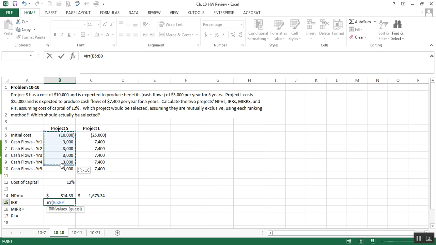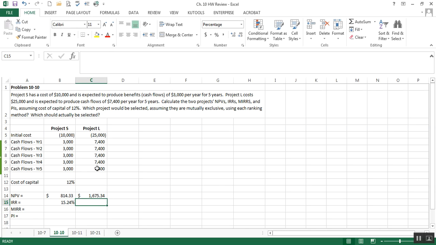Now let's look at the IRR. We're going to look at all of the cash flows here for 15.24, and then we're going to look at all of the cash flows here for 14.67. Excel has an MIRR formula that we can use, so let's look at that.